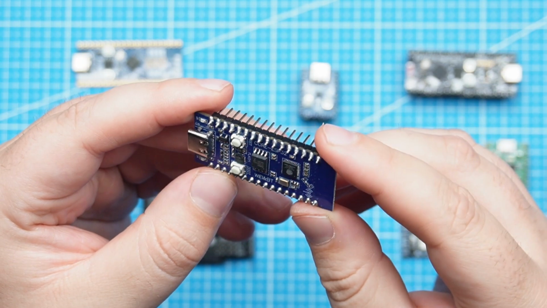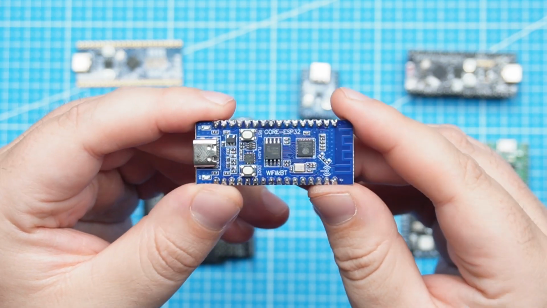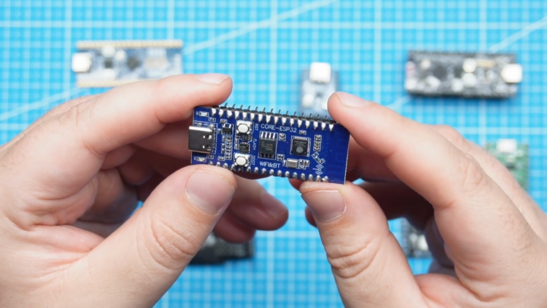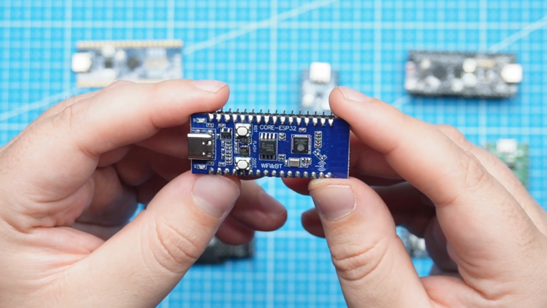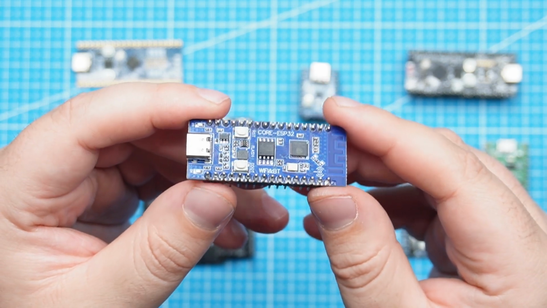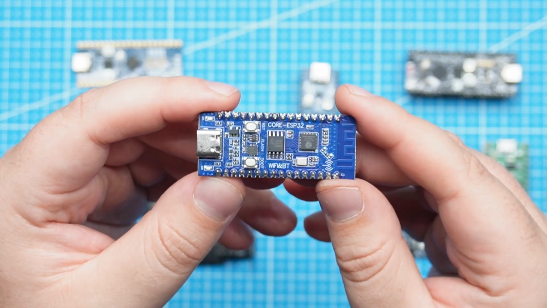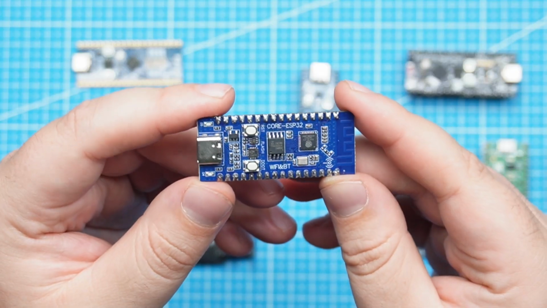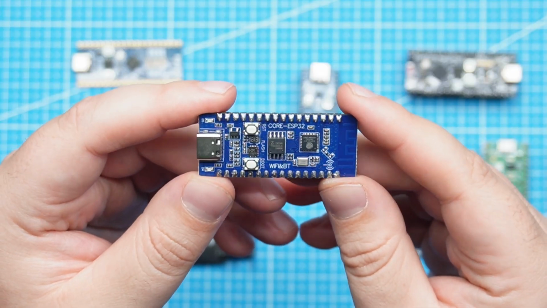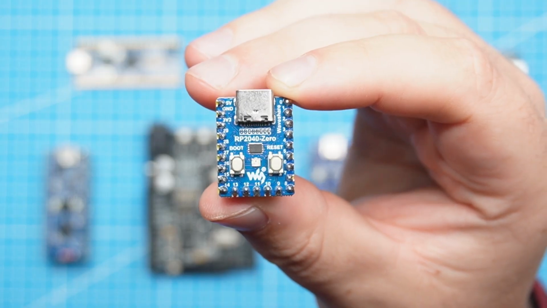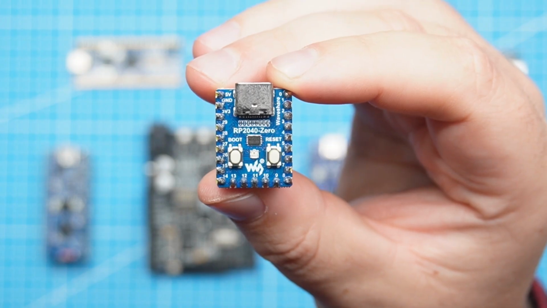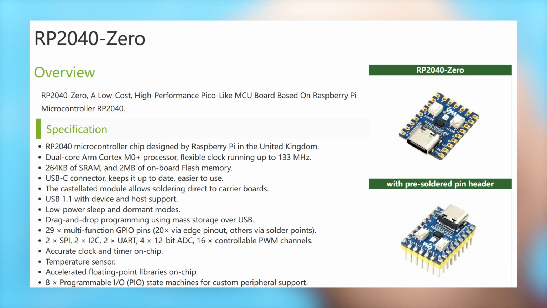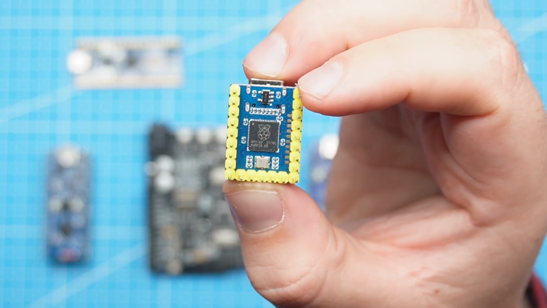Another popular and widely used microcontroller is the ESP32 and ESP8266. These are very popular microcontrollers as they can also be programmed using the Arduino IDE, or you can put firmware like MicroPython or CircuitPython on them. The microcontroller I'm going to use is this RP2040 board from Waveshare, which is the same as the Raspberry Pi Pico, but this one has a small form factor.